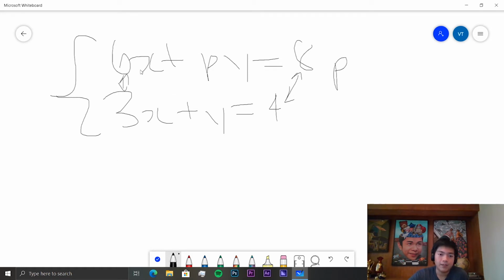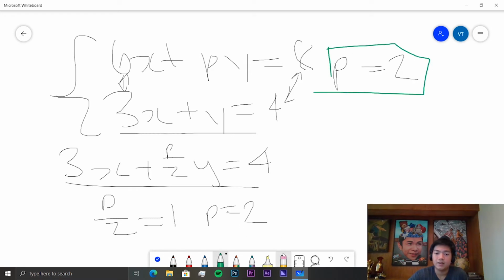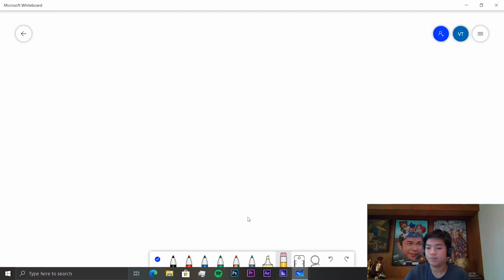So if we divide this top equation by 2, we get 3x plus p/2 y is equal to 4. So for these two equations to be equivalent, p/2 must be equal to 1, so p must be equal to 2. Pretty easy. Okay, on to the next question.